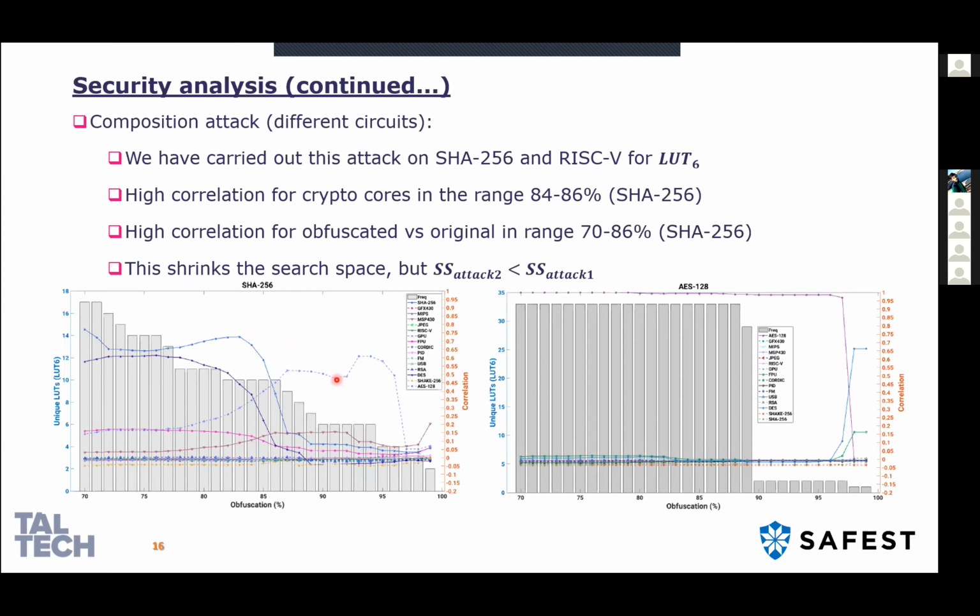There is also a high correlation for crypto cores, DES and SHA, from 70% to around 84%. This has the same behavior, and this will also leak information.